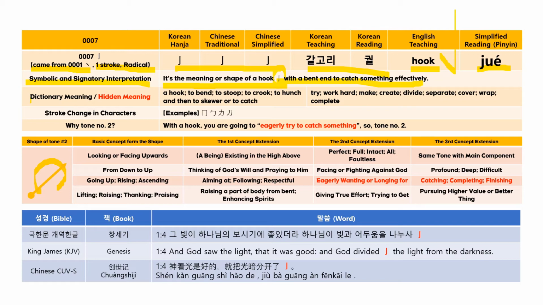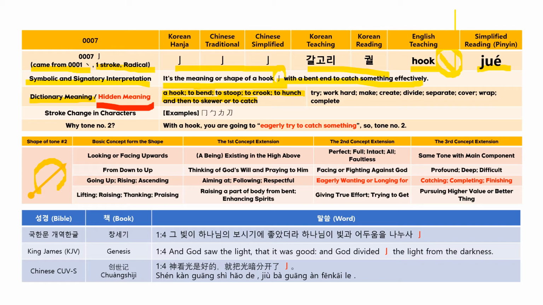So the dictionary meaning: hook, to bend. If you want to make a hook, you need to bend at the end, just like this. To stoop, to crook, to hunch, and then to skewer or to catch. That's the hook. From this shape and meaning, the hidden meaning is derived. Hidden meaning, very, very important.